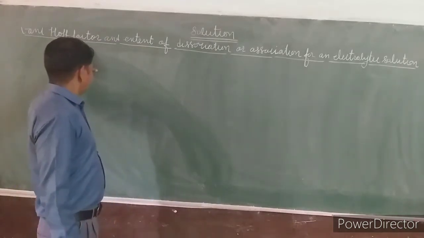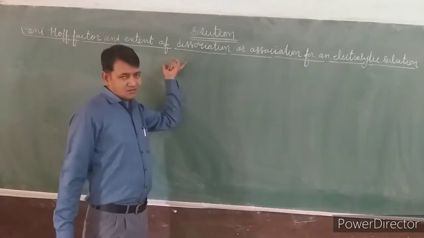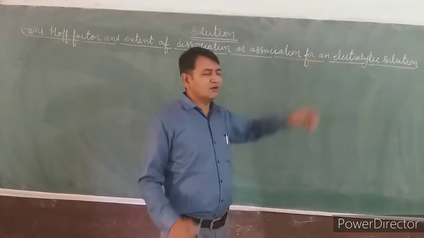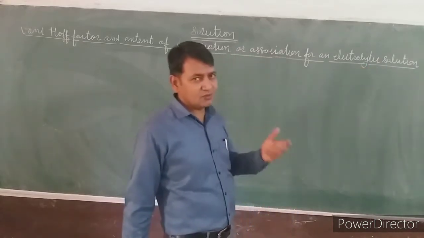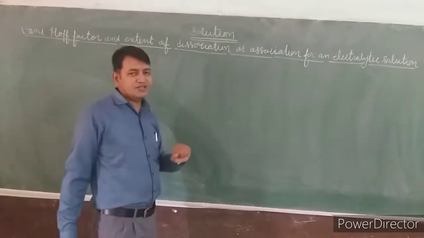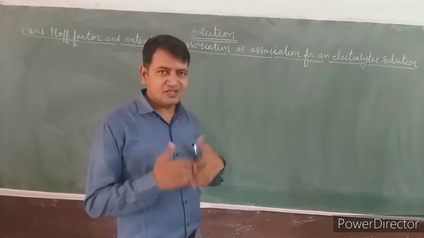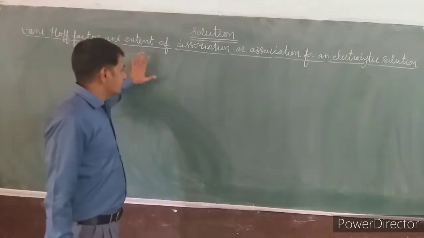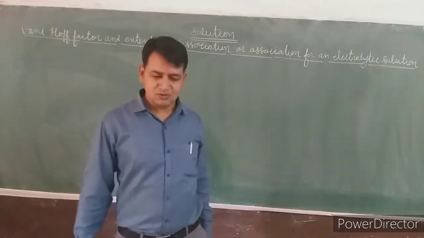Meaning is that how the Vant Hoff factor and extent of dissociation or association means how much part of an electrolytic solution dissociates or associates. The meaning of electrolytic solution is a solution in which we dissolve an electrolyte. It may be a strong electrolyte or a weak electrolyte. Okay. So again, extent of dissociation means the degree of dissociation, how much portion of the given electrolyte has been dissociated or associated, that can be determined with the help of the Vant Hoff factor. So in this video, we'll discuss the Vant Hoff factor and extent of dissociation or association for an electrolytic solution.